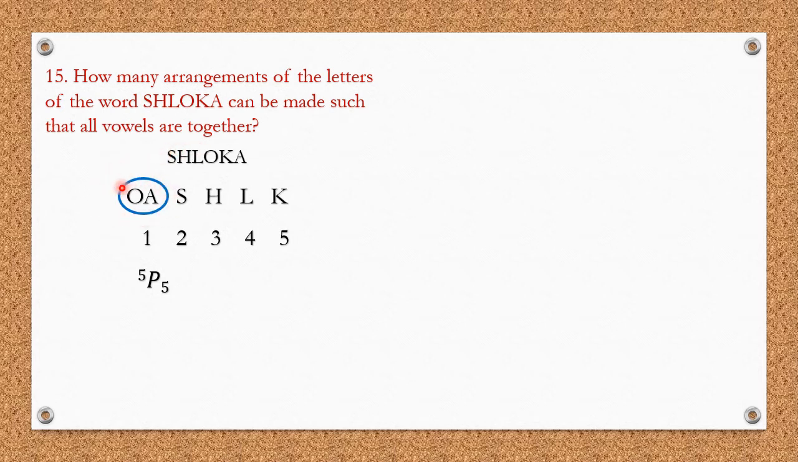Now because O and A are in a group, and in that group they can be arranged internally, 2 characters are there and they can be placed in these 2 places separately, so that will make it 2P2. So 5P5 and 2P2 will be 5 factorial times 2 factorial, that is 120 into 2, 240. So the total number of arrangements for the word SHLOKA when vowels are together is 240. This kind of together sums, I hope you guys are understanding better than before how to solve.